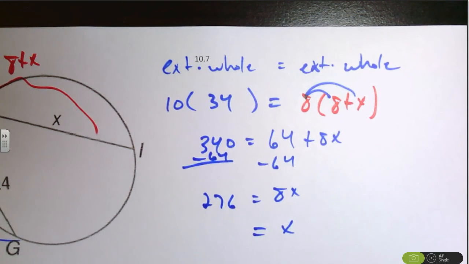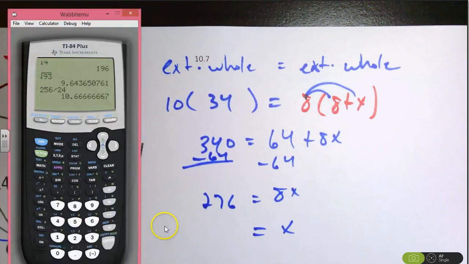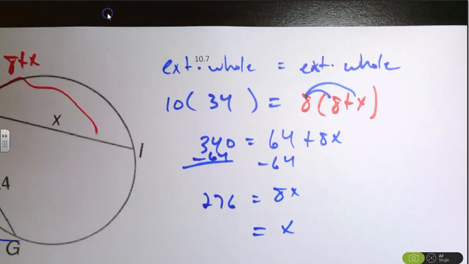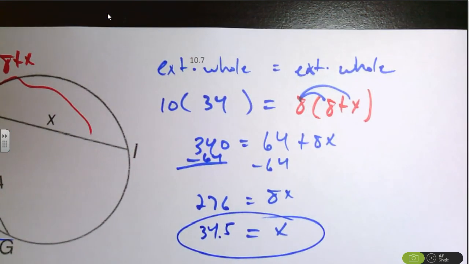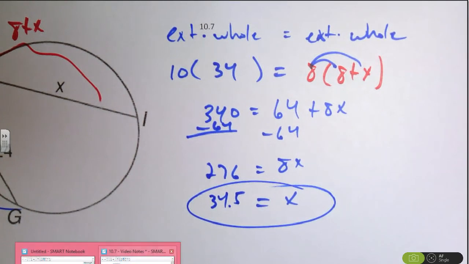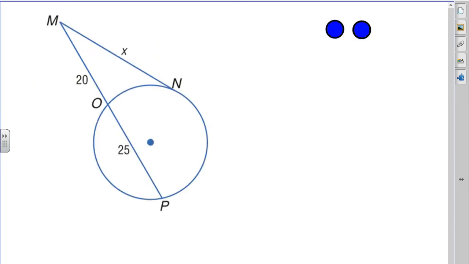What's that going to be? It's something and a half. It doesn't divide out evenly, so this is where we get out our calculators. 276 divided by 8 is 34 and a half. There we go, 34.5. Another example after this one. The next example, even though it looks different, is the same exact idea. The next slide will ask you what you're going to set up to solve this.